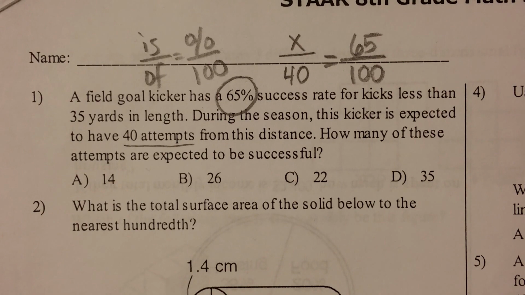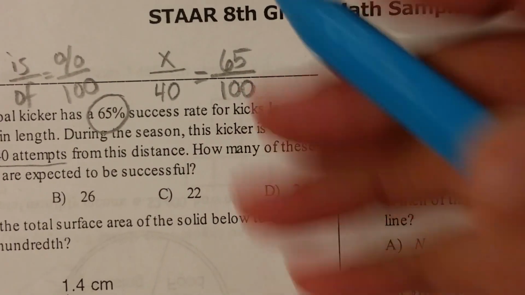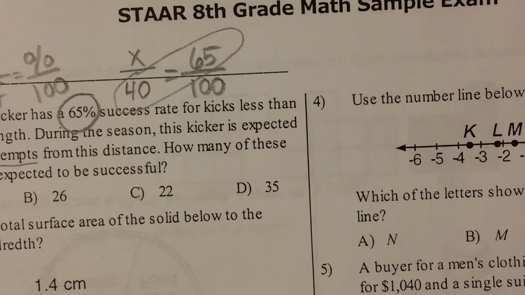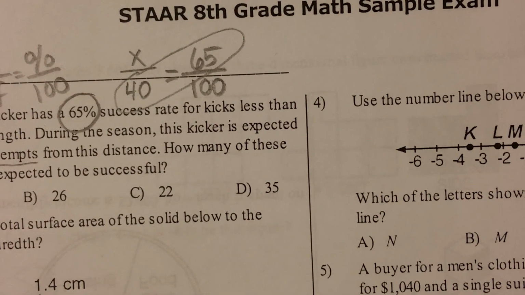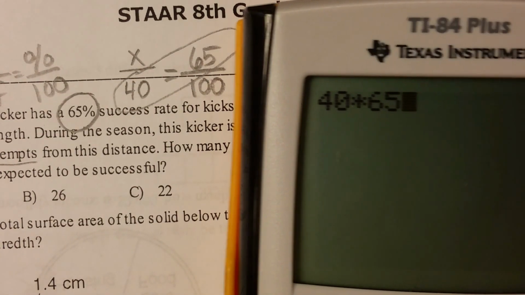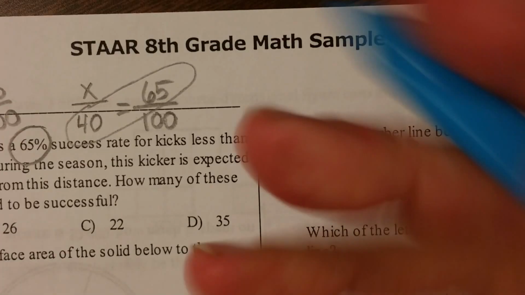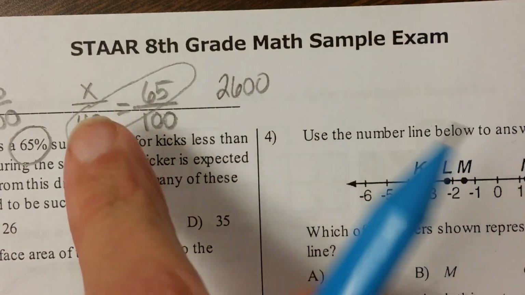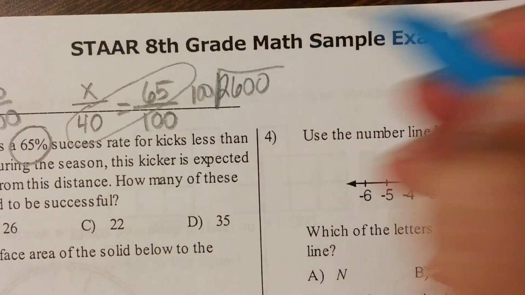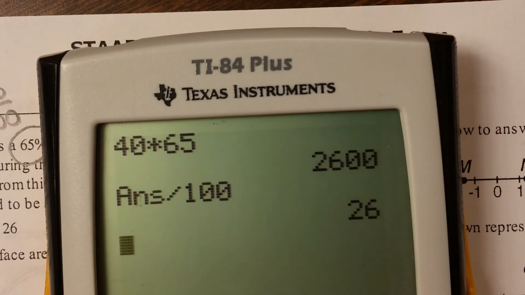Now we've talked about a couple of different ways to solve proportions. One of them we decided we could cross multiply and divide. So if I cross multiply, these would be the two numbers I'm trying to cross multiply, 40 times 65. So I would have my calculator. I have 40 times 65. Let's see what kind of answer that gives. 2,600. And since I did the cross multiply part, now I need to divide. So I'm going to divide by that 100. So 2,600 divided by 100 would give me an answer of 26.